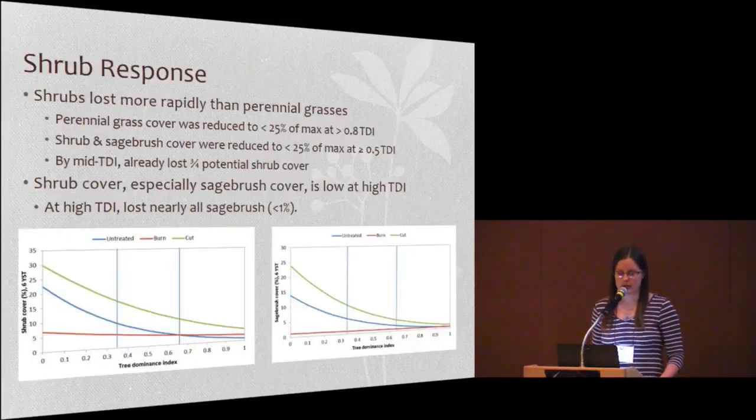So what we found was that as TDI increases, the shrubs are lost more rapidly from the sites than perennial grasses. By a TDI of 0.5, we'd already lost 3/4 of our potential shrub cover. And sagebrush cover especially was extremely low at high TDI, reducing down to less than 1% at a TDI of 1.